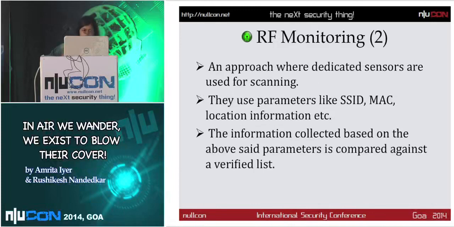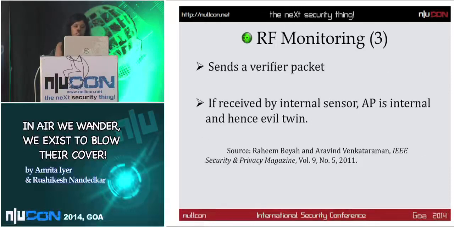This is the second approach. In this approach, where dedicated sensors are used for scanning, they usually use parameters like SSID, MAC, and location information. The information collected by these parameters is compared against a verified list. Then the third approach: in this approach, the access point sends a verifier packet, and if received by the internal sensor, the AP is internal and hence not the evil twin. This is the source from where we have collected the data.